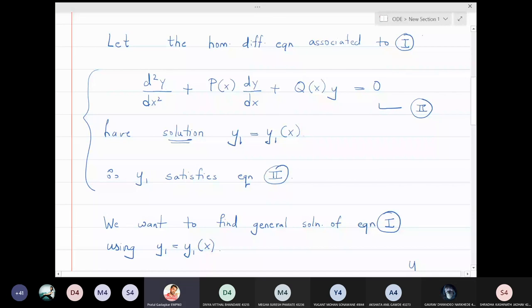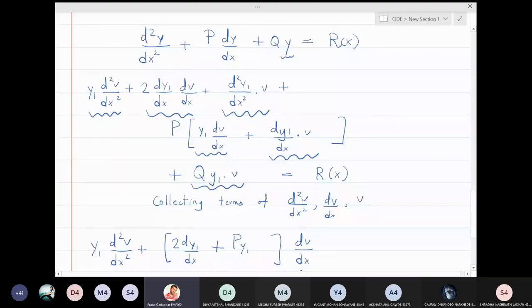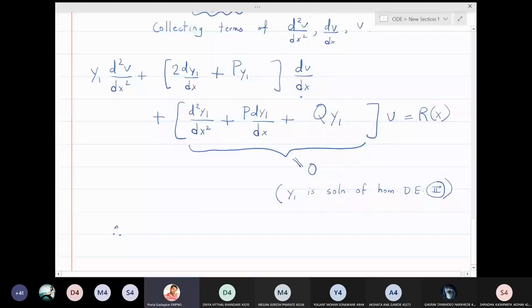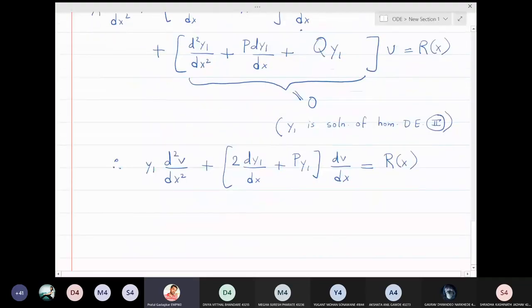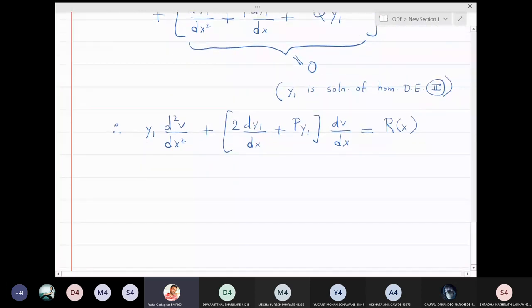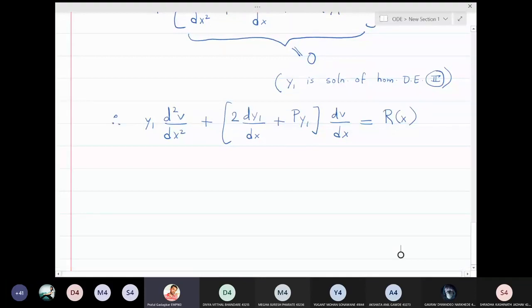Now what is remaining? So therefore what we will get is y1 d2v by dx square plus 2 dy1 by dx plus p y1 into dv by dx is just equal to r x. Okay, now here if you observe in this particular step, let us call this particular step, let me name it equation h. What is h? H stands for hint. Okay, you'll understand this when we do problems. Okay, let's call the step h.